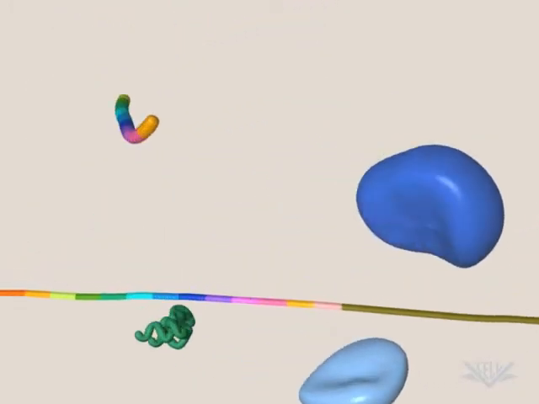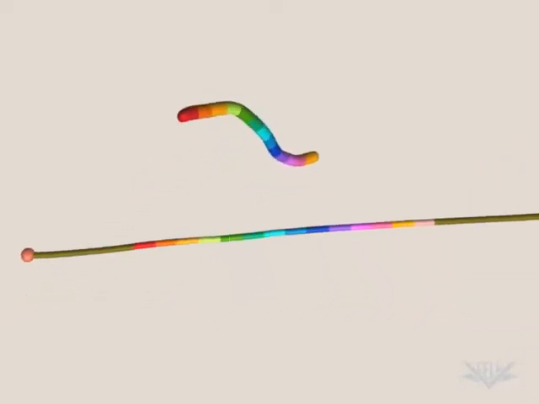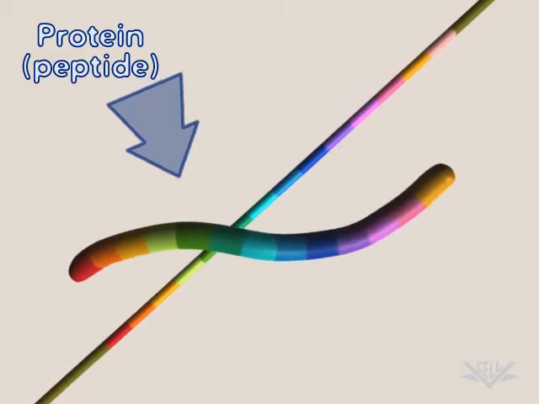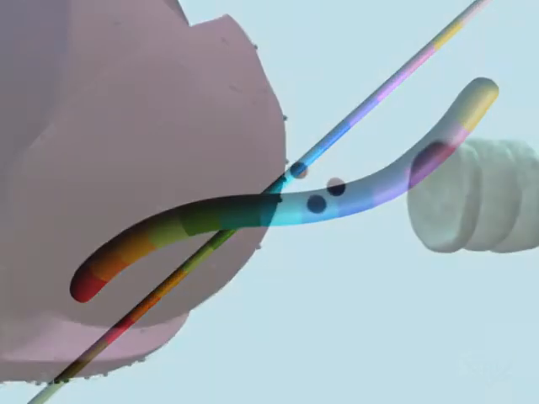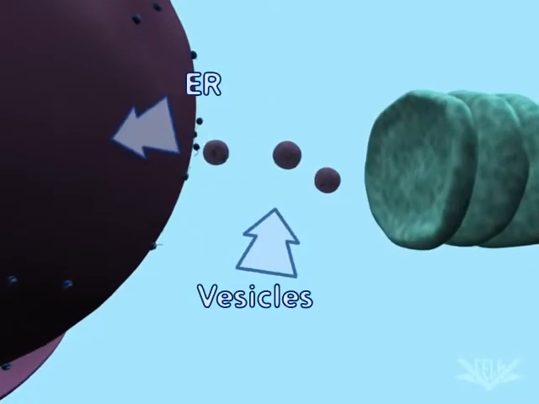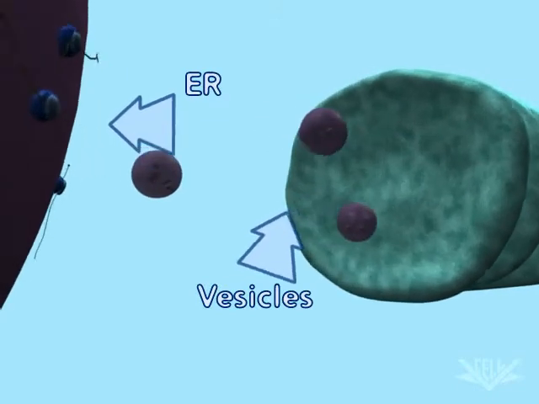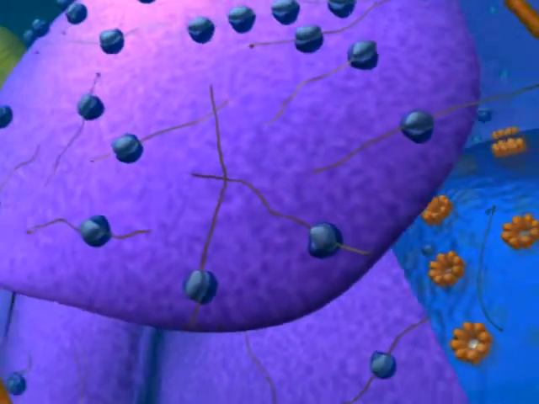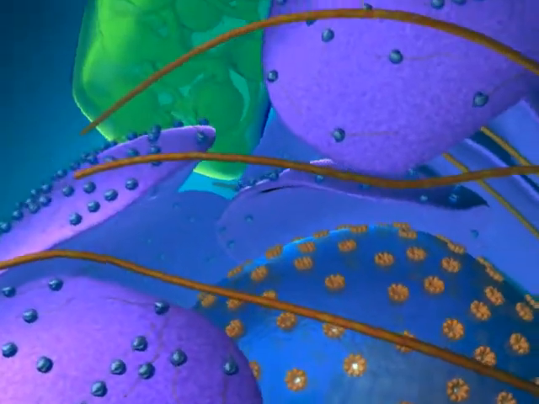Although some of these proteins stay within the cytoplasm, others are trafficked to different locations within the cell, and some are exported from the cell. Most of this trafficking involves the endoplasmic reticulum, or ER, and the Golgi apparatus. We are now looking at the ER, or endoplasmic reticulum.